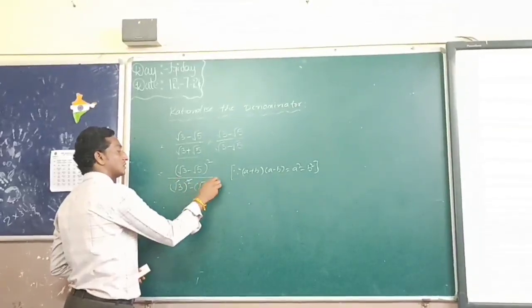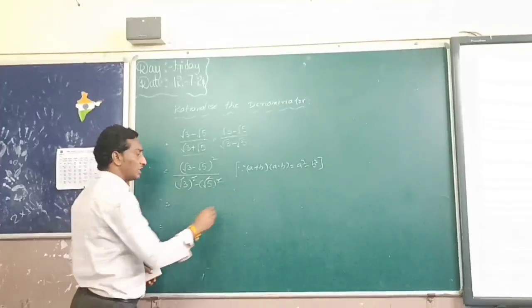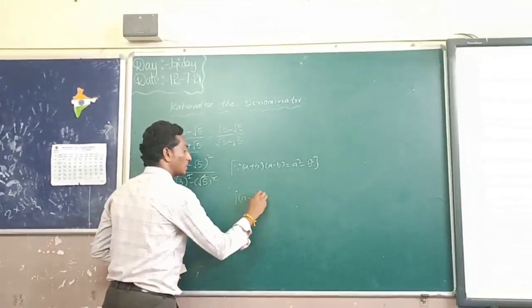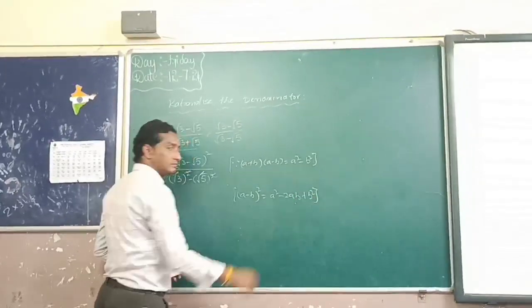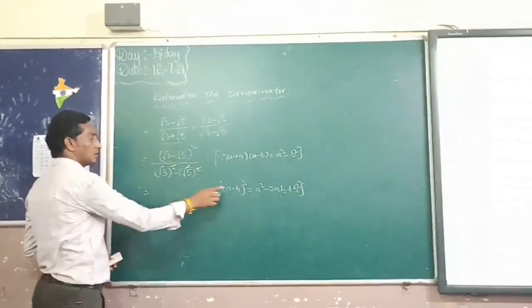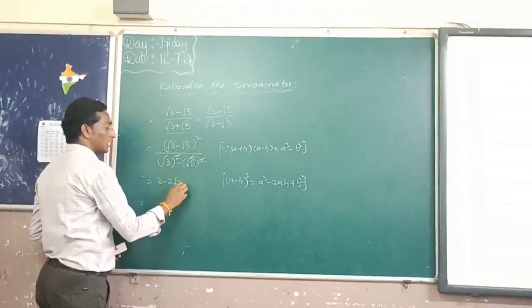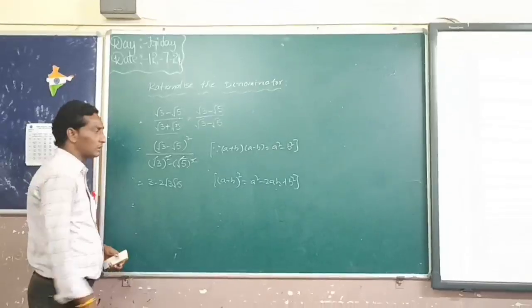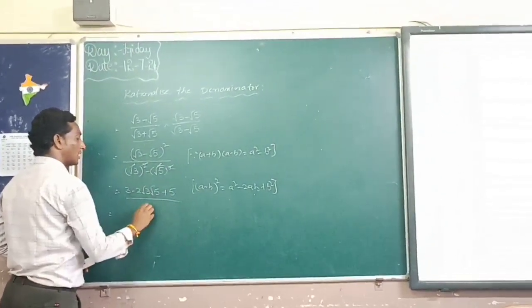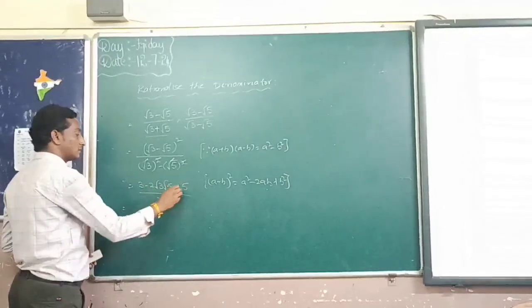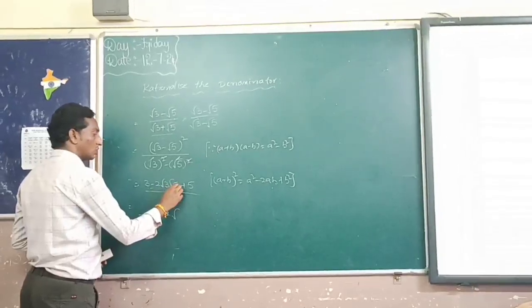Here also the square and square root cancel. Now for the numerator we apply one more identity: a minus b whole square is equal to a square minus 2ab plus b square. By using this identity, a square, root 3 whole square, is 3, minus 2 into root 3 and root 5, plus root 5 whole square, which is 5. So it is 3 plus 5, that is 8, minus 2 root 15.